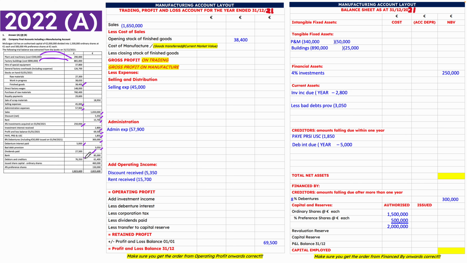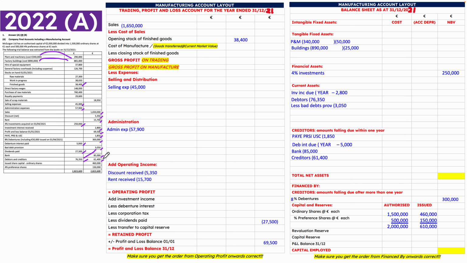So you have the dividends paid, 27,500 is next. Then you have your bank. It's on the credit side, so that's a bank overdraft in creditors minus 1 year. Then you have debtors, 86,350. Then you have creditors, 61,400. Then you have issued share capital for 160,000. You have 4% preference shares, 150,000. You top that up then and you get 610,000 euro. Okay, so that is step 2 completely done there. So step 2 is just all about taking all of your figures from the trial balance and putting it into the face of the accounts.